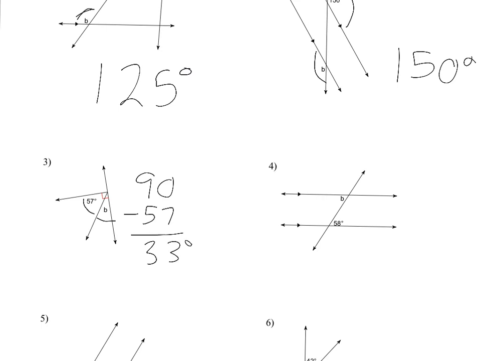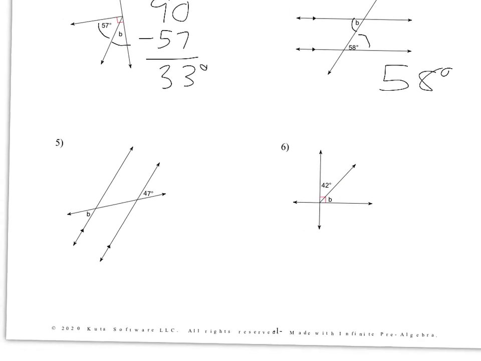And if we go over here to number 4, angle B and the 58 degree angle are alternate interior. So much like alternate exterior, alternate interior angles are also congruent. So that means that is 58 degrees.